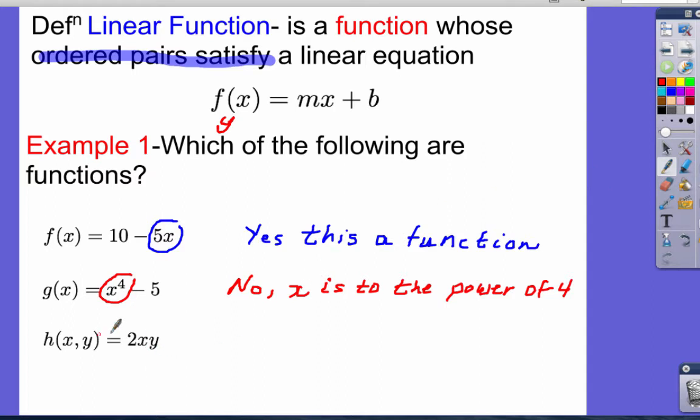And lastly, you look at h of x y. Now this is great notation. This is in terms of two variables, x and y, so that's why we have the x and y in here, not just x. This function, or we think it's a function, is in terms of x and y, and you can see the problem right there. Two different variables are being multiplied, so no, this is not a function.